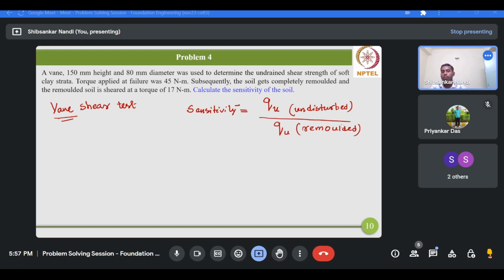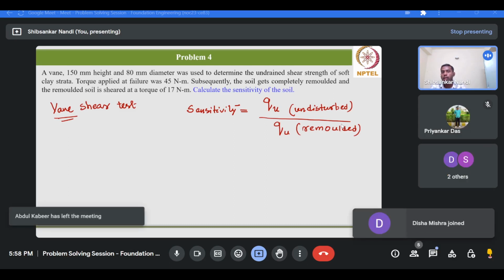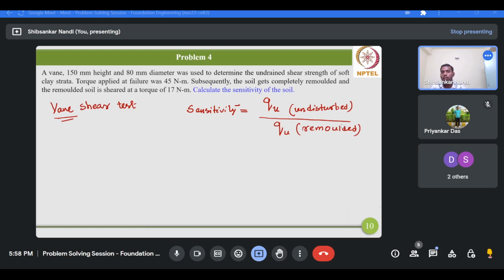And this is very obvious. When you are remolding the soil sample, you are basically breaking down the original structure. So you will have reduced shear strength as compared to the undisturbed condition. And this ratio, unconfined compressive strength of the undisturbed soil sample to that of the remolded soil sample, will give you the sensitivity. So depending on this value, you can state whether the given soil sample is low sensitive, high sensitive, moderately sensitive, something like that.